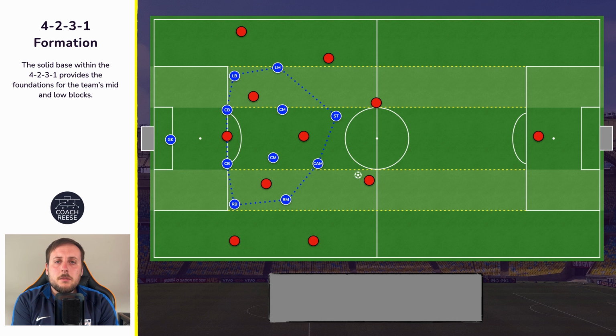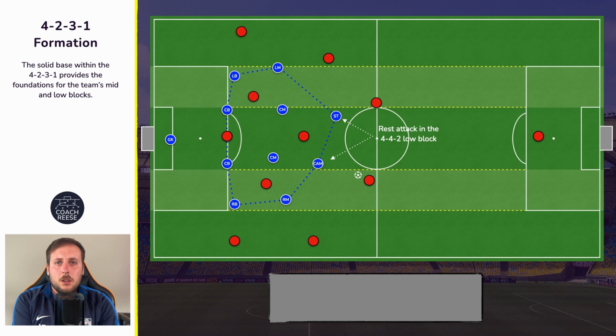And by using the 4-4-2 as our low block shape, we have two players in our rest attack, which can be really beneficial should the team regain possession and choose to counter-attack. For example, if we choose to hit our striker quickly, we already have that initial support for our striker so that when we counter-attack, we're not necessarily waiting for players to arrive.